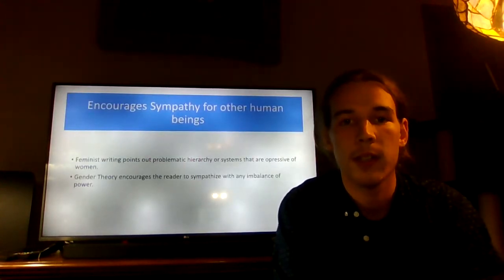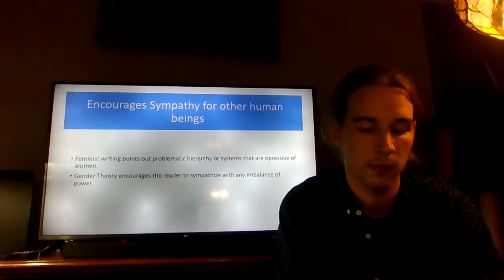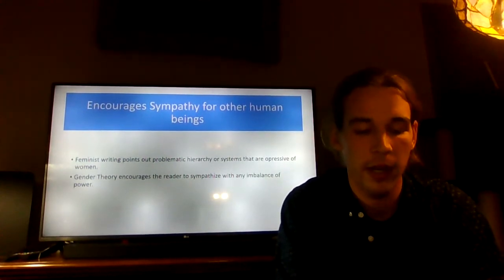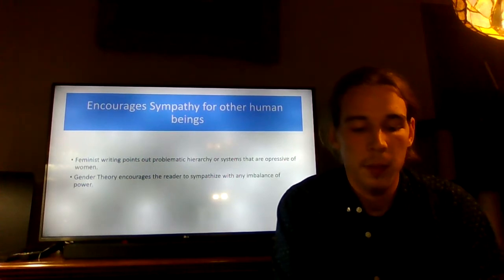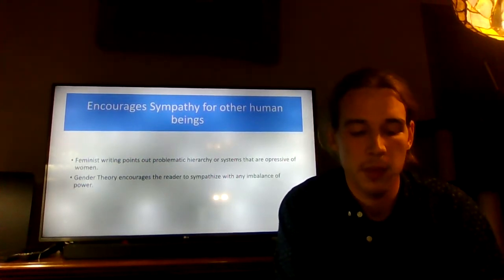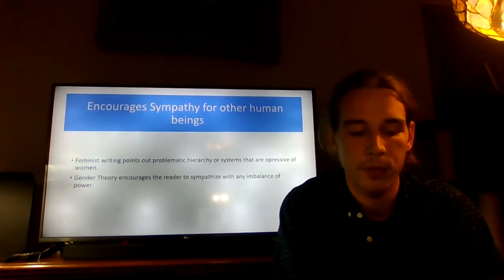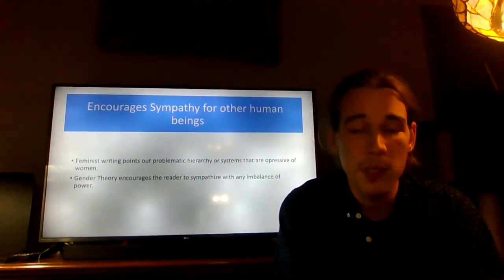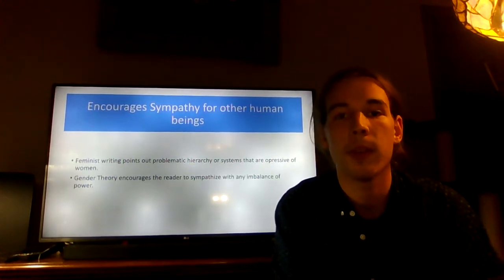Along with improving in our critical thinking skills, literary theory can encourage sympathy for other human beings. It makes the reader stop and think of how systems can be harmful. For example, feminist writing shows the oppression of women and highlights problematic systems between gender. It is still influential in the pursuit for equality. Gender theory helps to slow down and perceive gender relations and encourages the reader to sympathize with others.